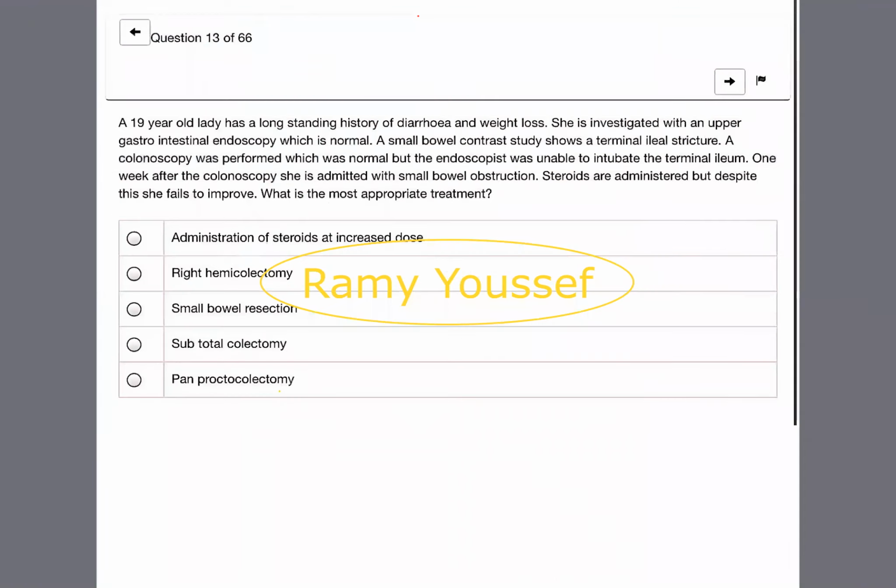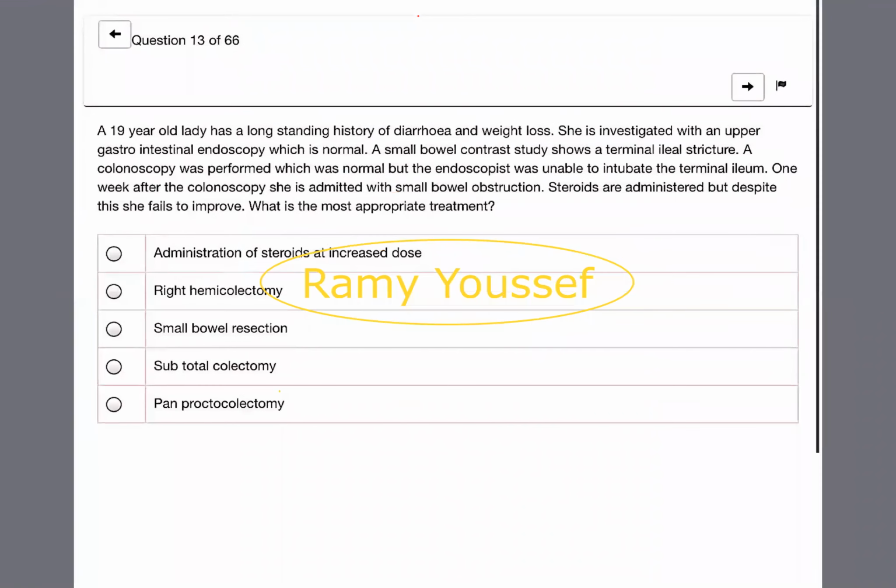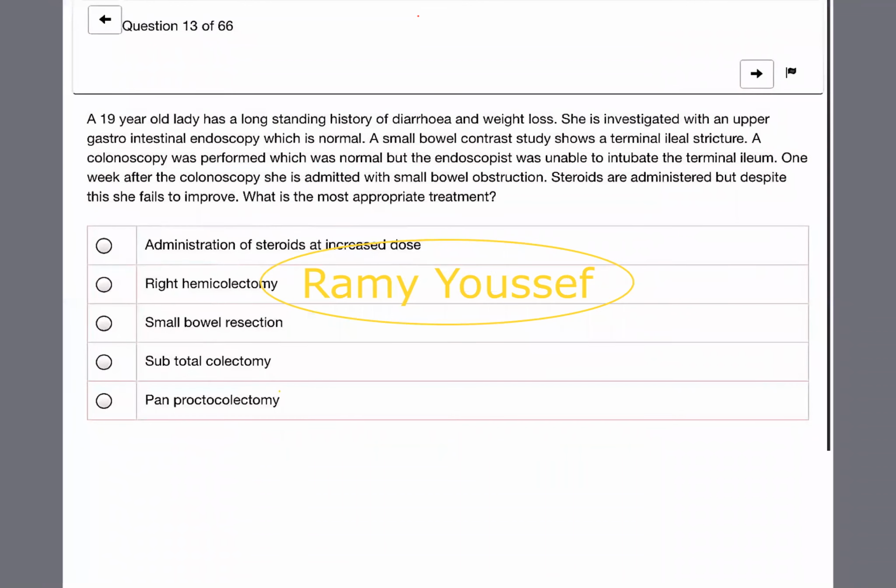Next question. A 19-year-old lady has a long-standing history of diarrhea and weight loss. She is investigated with an upper gastrointestinal endoscopy, which is normal. A small bowel contrast study shows a terminal ileal stricture. A colonoscopy was performed, which was normal, but the endoscopist was unable to intubate the terminal ileum. One week after the colonoscopy, she's admitted with small bowel obstruction. Steroids are administered, but despite this, she fails to improve. What is the most appropriate treatment?